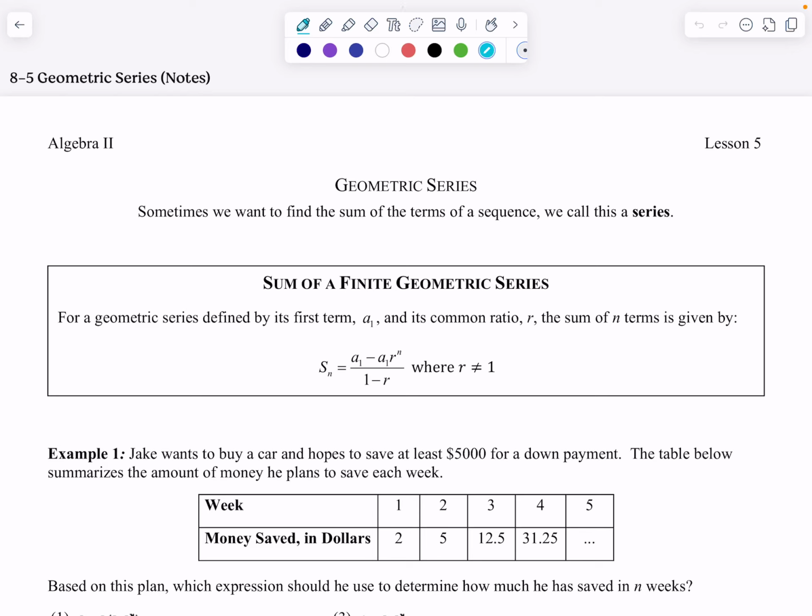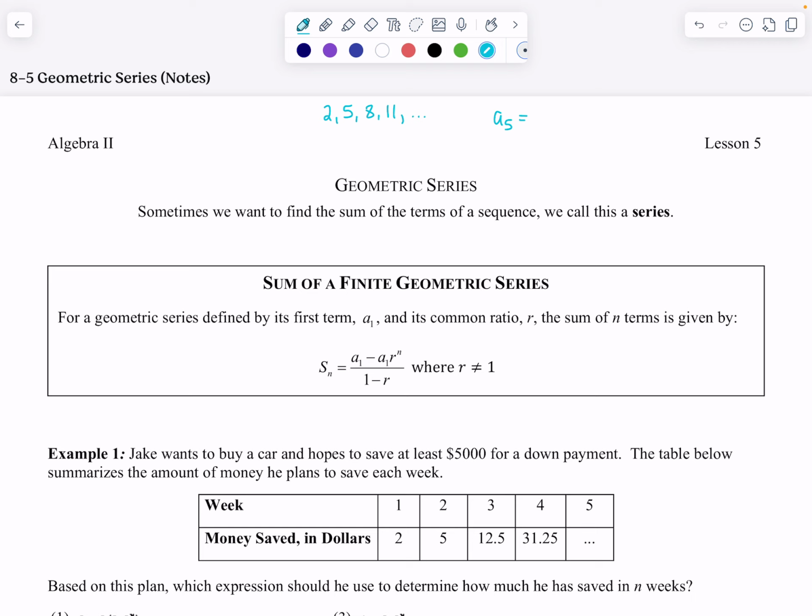Today we're going to look at Lesson 5, Geometric Series. A series is when we're looking to find the sum in a sequence. So let's say I had a sequence, 2, 5, 8, 11, and I wanted to know a sub 5.